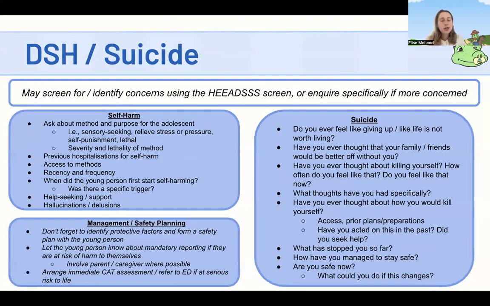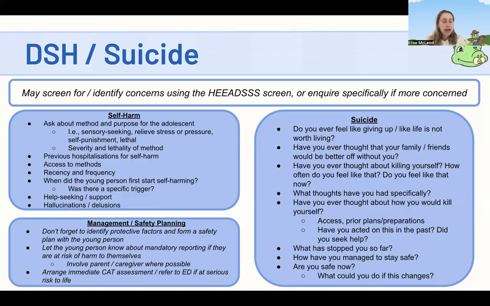And then here I've just got some questions, some screening questions to ask somebody who you were concerned about self-harm or suicide. And these you might identify from a head screen, or this young person might come to you with these concerns as well.